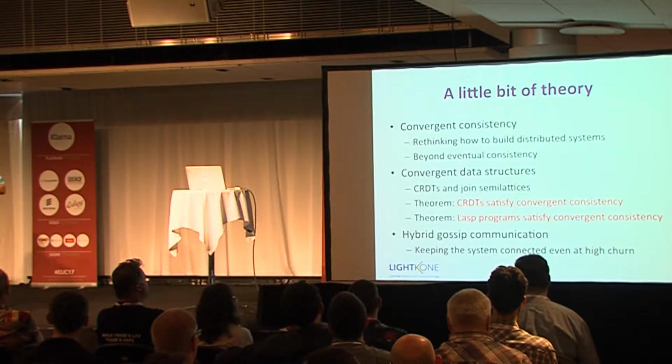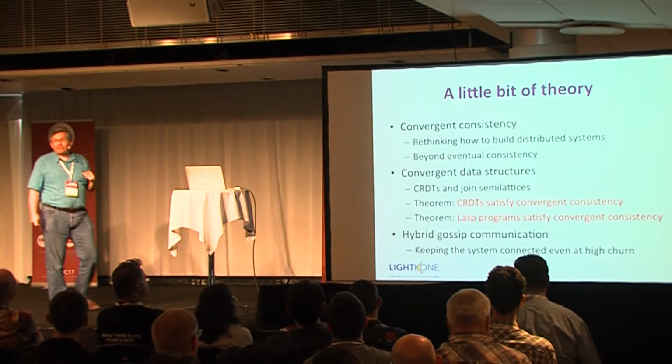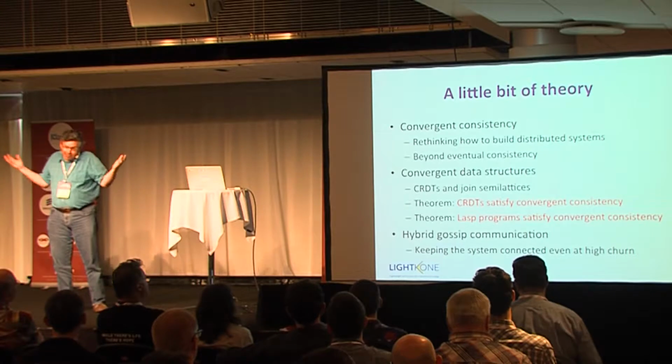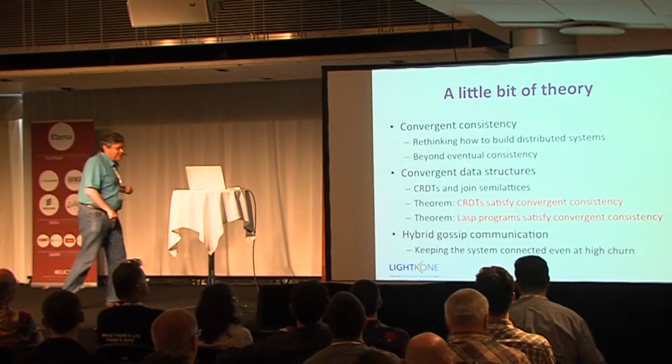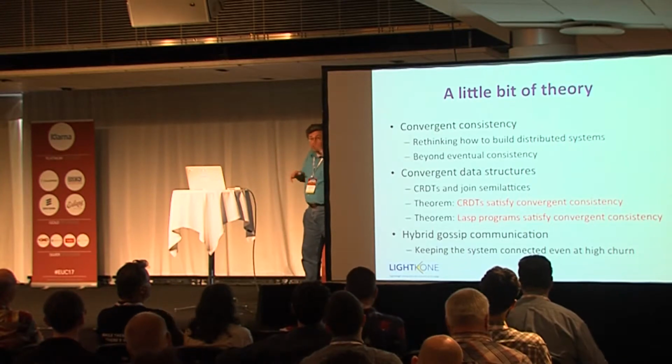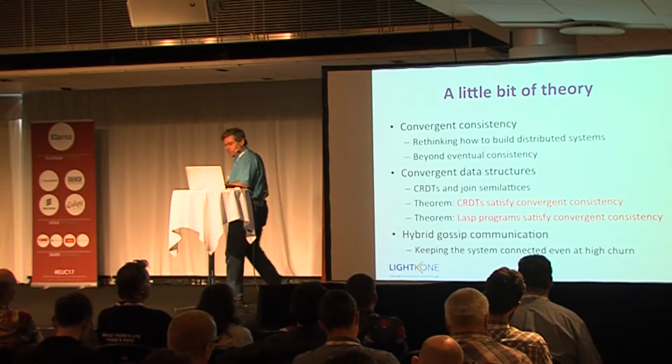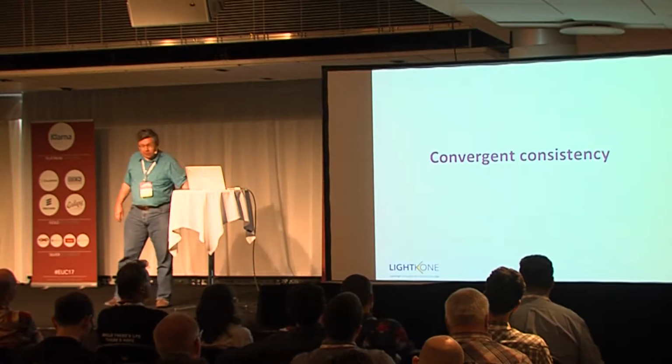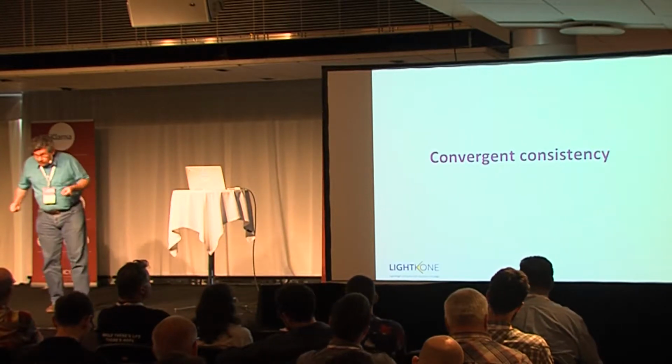So I will show you two theorems. So we've proved that formally. Since we're academics, we have to prove theorems once in a while. And then I'll show you also the hybrid gossip, the communication layer that makes the whole thing work. Okay, but let me say first a little bit about convergent consistency.